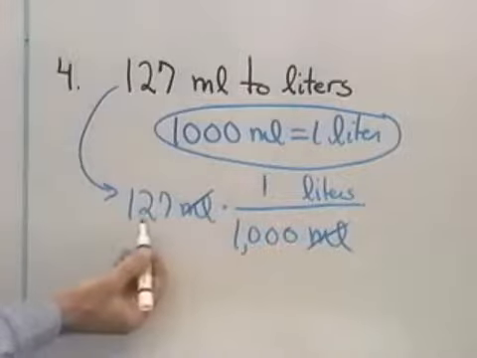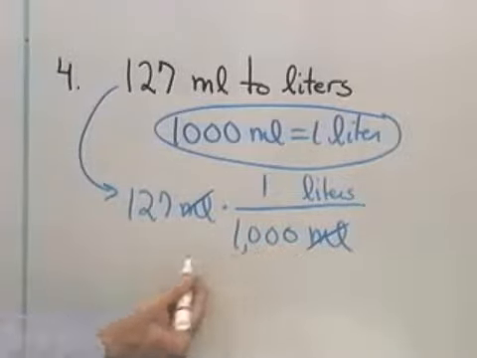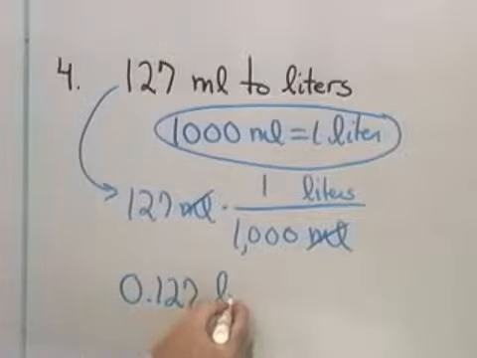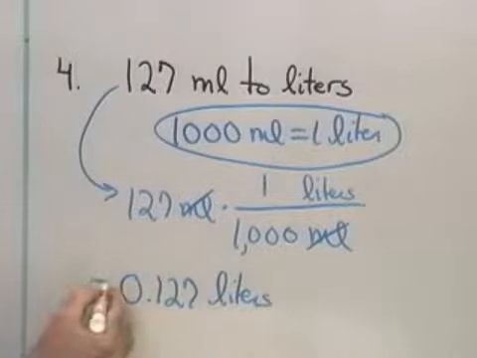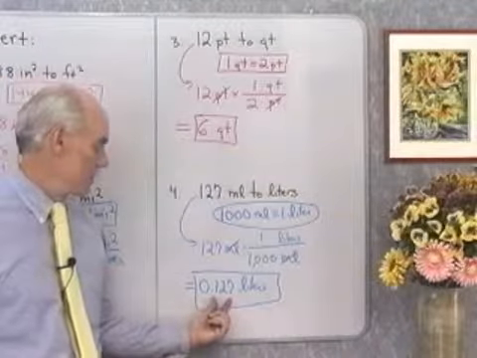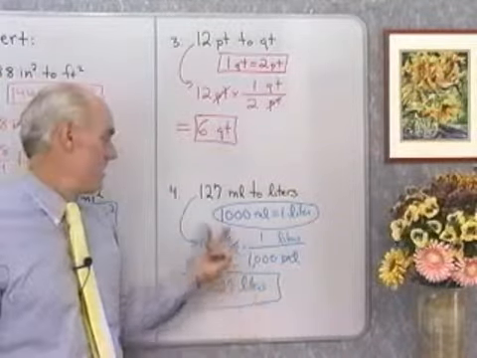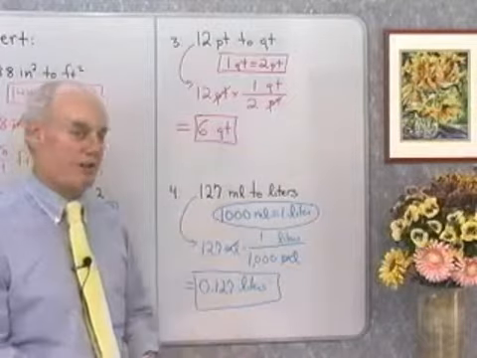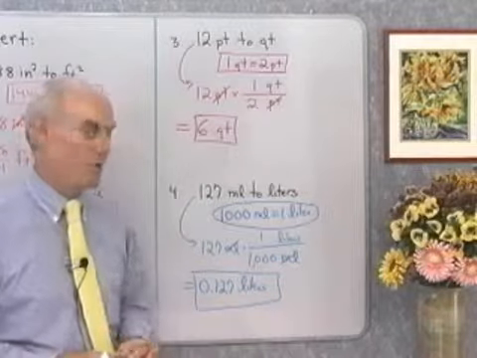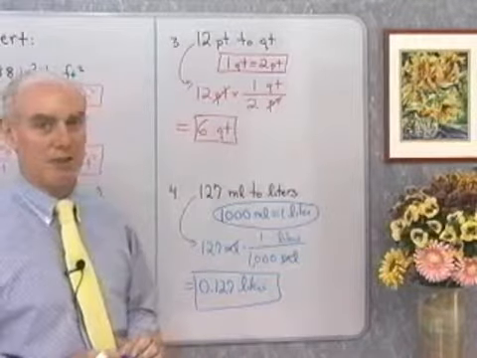Milliliters divide out. 127 times 1 divided by 1,000 will be 0.127 liters. So 127 thousandths liters is the same as 127 milliliters. So converting from milliliters to liters, I multiply by this conversion factor, 1 liter divided by 1,000 milliliters.